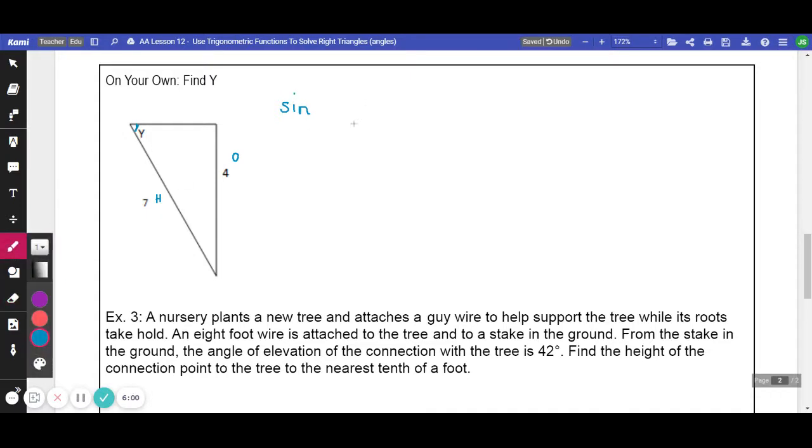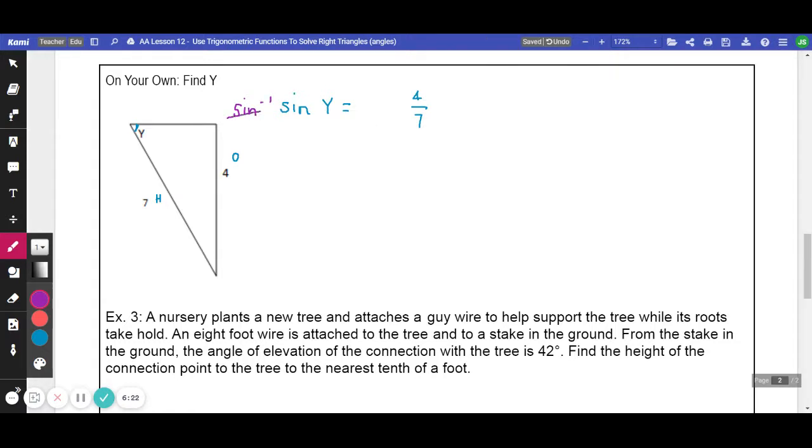So sine of the angle y equals opposite is 4, hypotenuse is 7. If we're trying to solve for y, I want to get rid of sine. So to get rid of sine, you use its inverse.